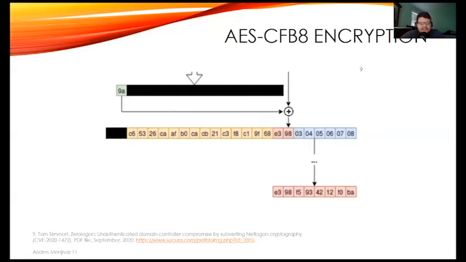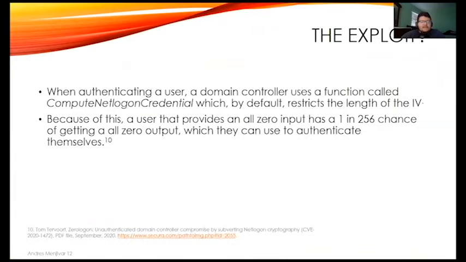As I mentioned, this process is being misused specifically with a ComputeNetlogonCredential. What this does is that it restricts the length of our initial vector by default. Due to this restriction of 16 bytes, say you provide an all-zero input, you have a 1 in 256 chance of getting an all-zero output to be your form of authenticating. And the issue with this is that assuming the attacker gets this 1 in 256, which takes approximately 3 minutes to produce, they know that the session key is also going to be composed of all zeros.